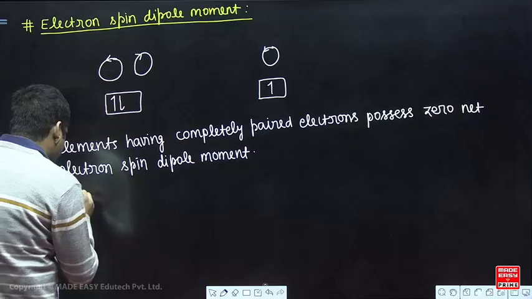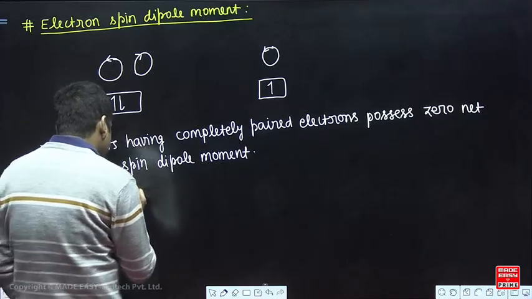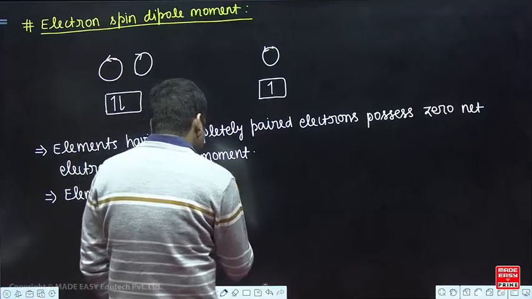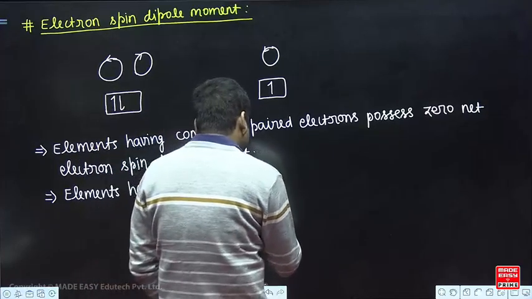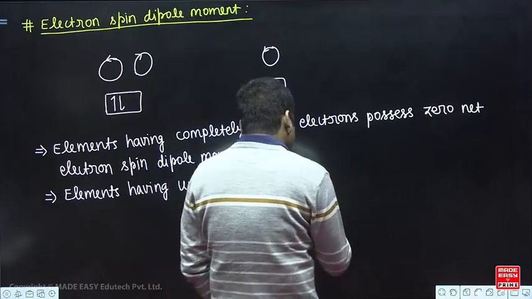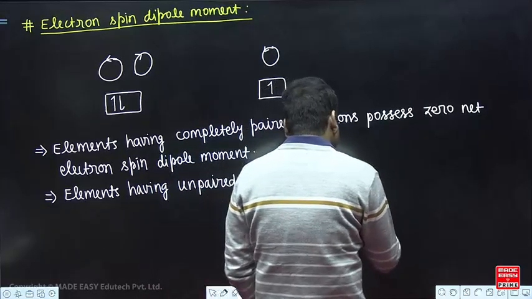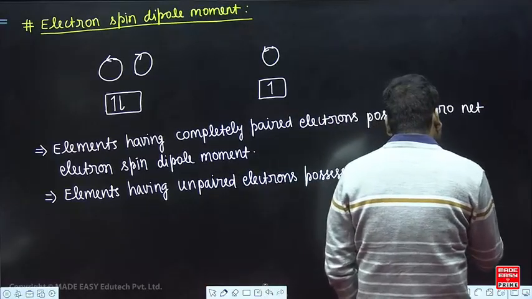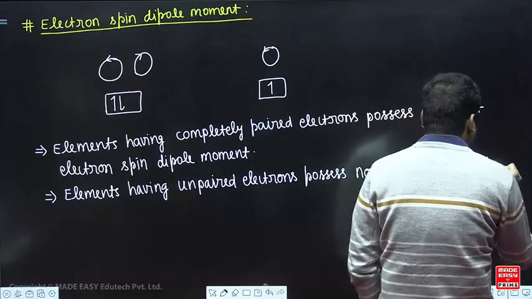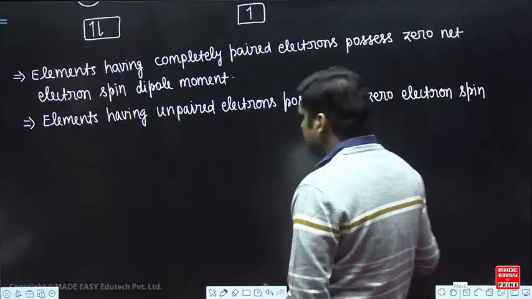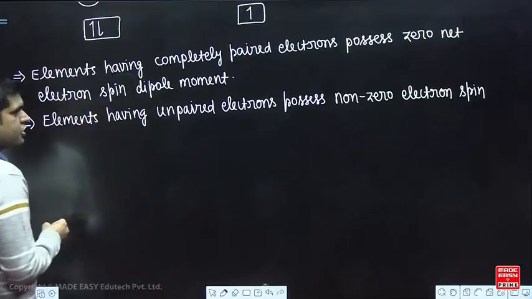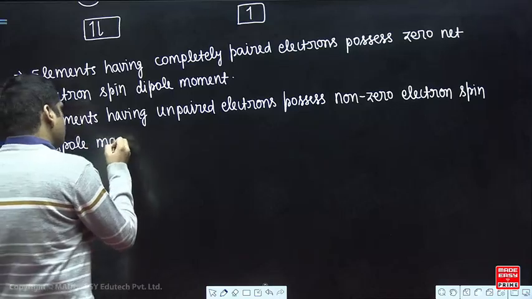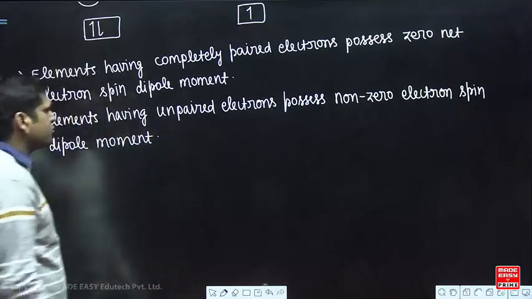Elements having unpaired electrons possess non-zero electron spin dipole moment.